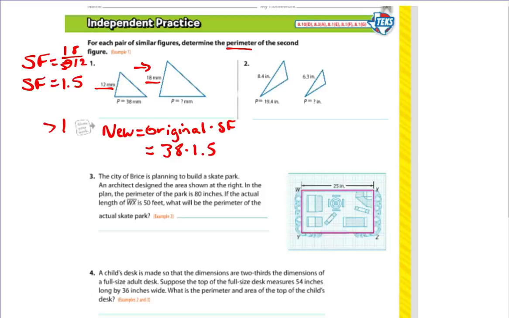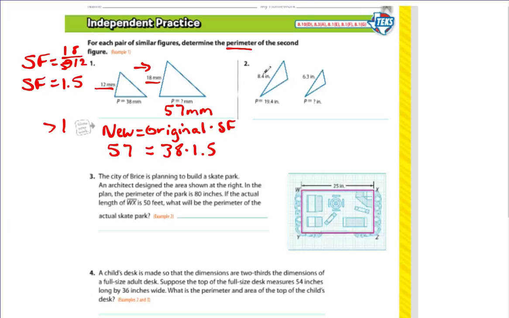make sure I type this in so I don't get it wrong, 38 times 1.5. Oh, okay, well, calculator's not working right. 57. Okay, just making sure. So our perimeter here is 57 millimeters. And that's all there is to it.